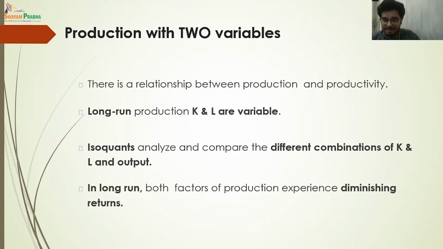In the long run, again, as I said, both of the factors of production are changing and experience diminishing returns. Now again, I will connect with the indifference curve. Why was the indifference curve convex to the origin? Because the utility used to decline with more and more consumption of a particular good or commodity. So when you consume more and more, your marginal utility declines. That is diminishing marginal utility, right? So what we discuss in the theory of production is diminishing marginal return.